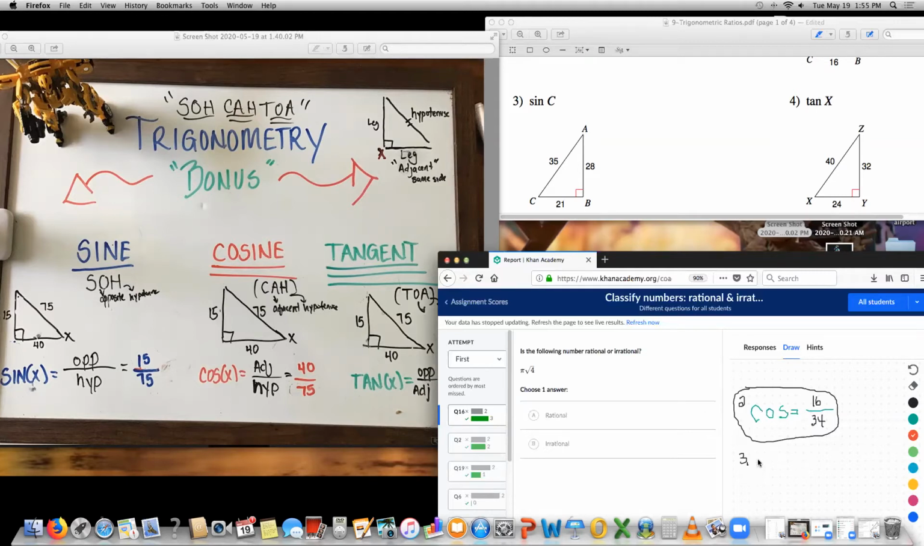Three. What is the sine of C? 28 over 35. What makes you think that? Because the opposite of C is 28, and the hypotenuse, which is opposite the little square thing, would be 35. I like it. 28 over 35, that's three. So we'll keep that one. I'm going to slide to the next one. If anybody disagrees, make sure you say something because we're about to check all of them at the end.